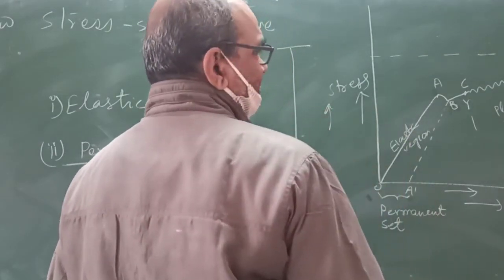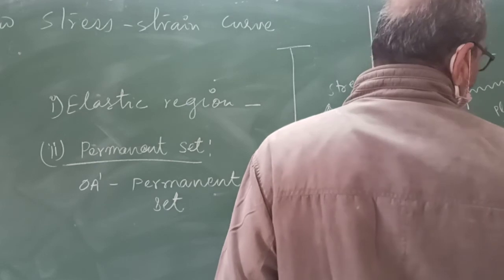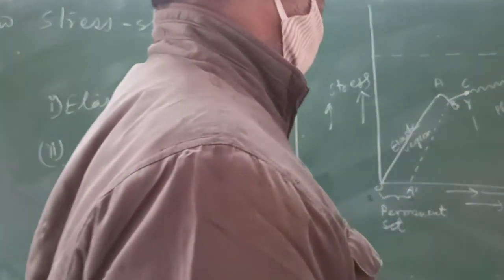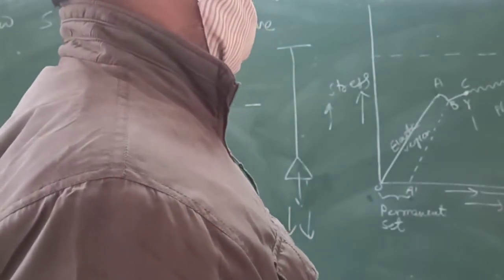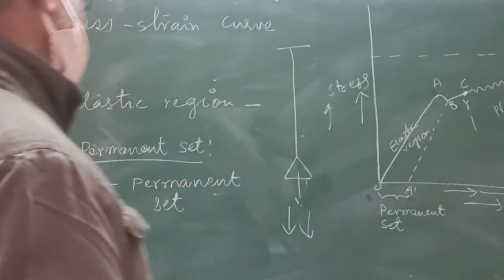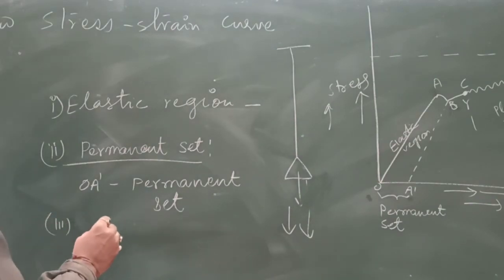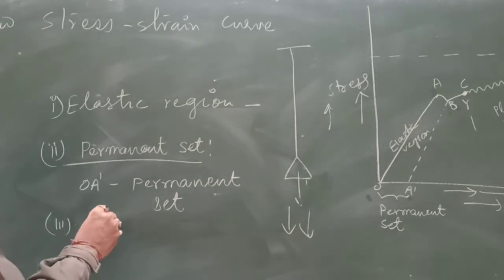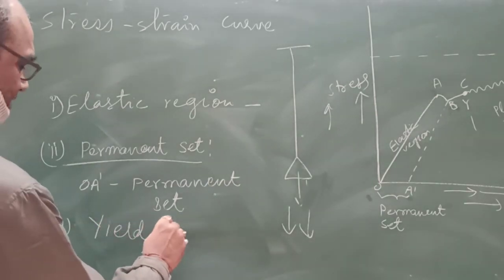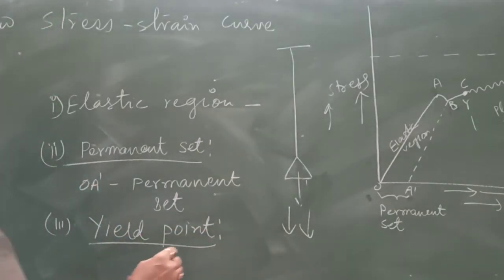Again, a little stress is applied, a little load is applied. The wire begins to flow, and a very large strain will be produced. At a certain point, the wire begins to flow like a viscous fluid, and that point is known as the yield point. Yield point at C.